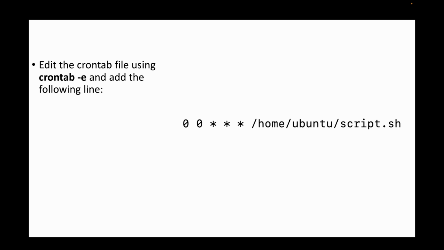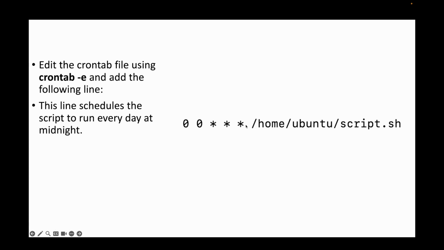So let's say the requirement is to run the script every day at midnight. So this is what we will have to add to the crontab. For this, we can use the crontab -e command, and then just add this particular line. What this will do is schedule the script, whatever we have defined here, to run every day at midnight.